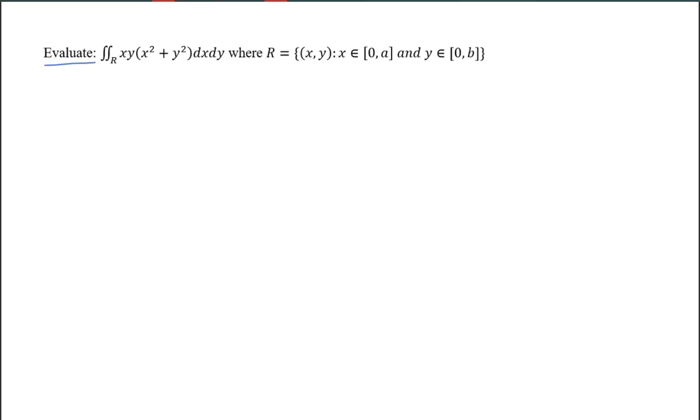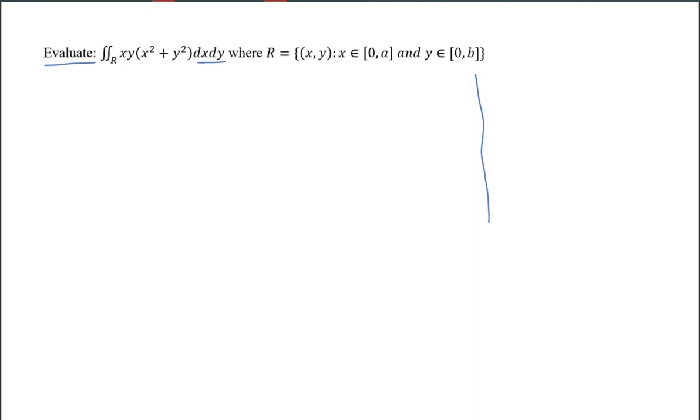Evaluate the double integration over the region R in the xy plane, dx dy is given. That means you have to integrate over this region R lying in the xy plane. The region is given as (x, y) such that x belongs to 0 to a and y belongs to 0 to b. This is a simple region.